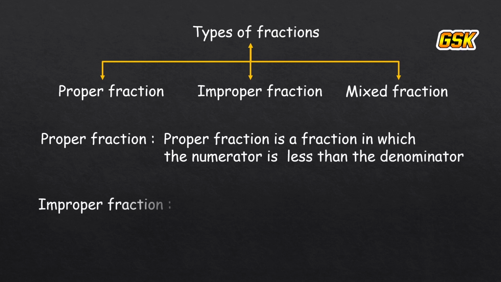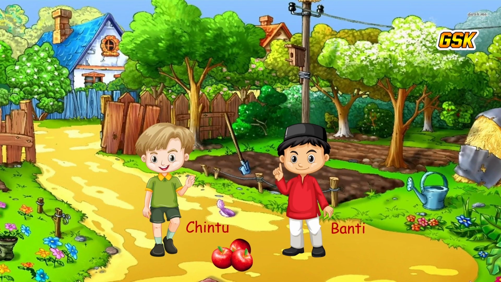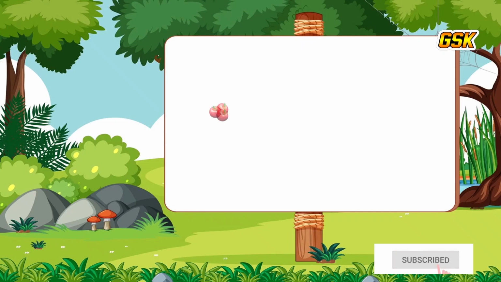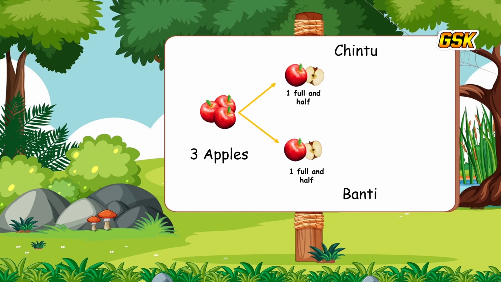Now, improper fractions. To explain this, let me tell a small story. 2 friends, Chintu and Bunty, went to a garden. They saw 3 apples. Bunty got an idea. First, they took 1 apple each. There is 1 more apple left. They cut the apple into 2 equal pieces, and each piece is shared between them. 3 apples shared by Chintu and Bunty, and each got 1 full and a half, and further they divided that full into 2 halves. Total 3 halves.